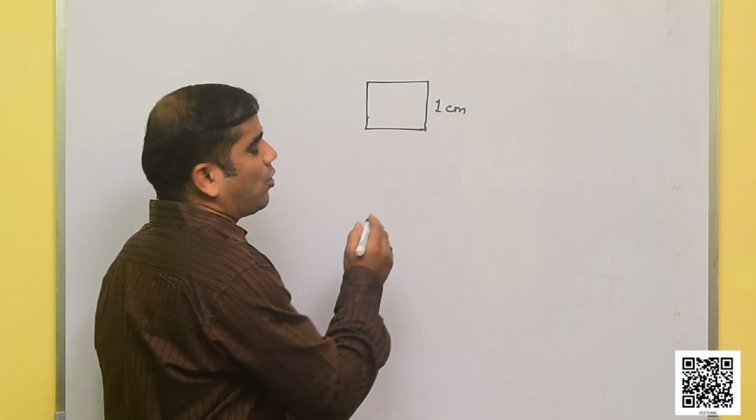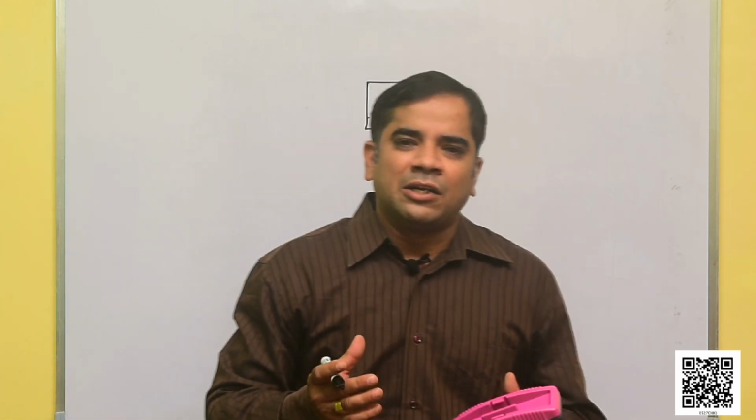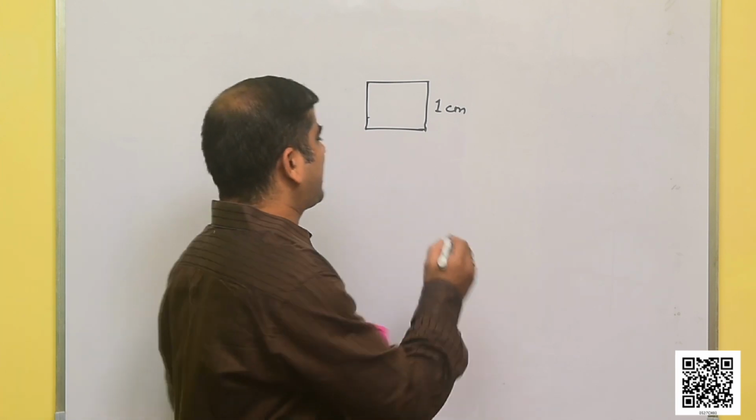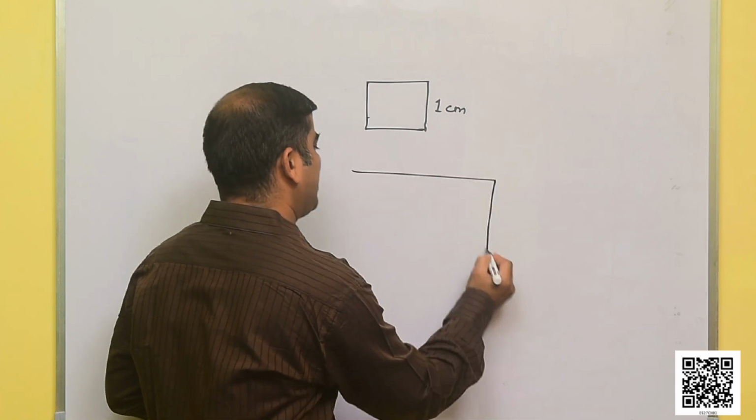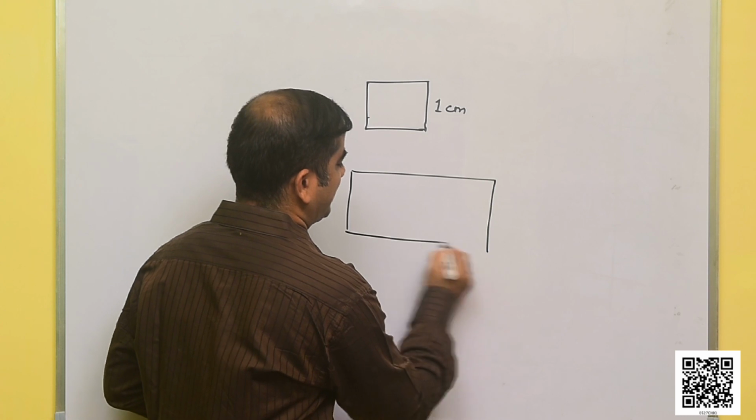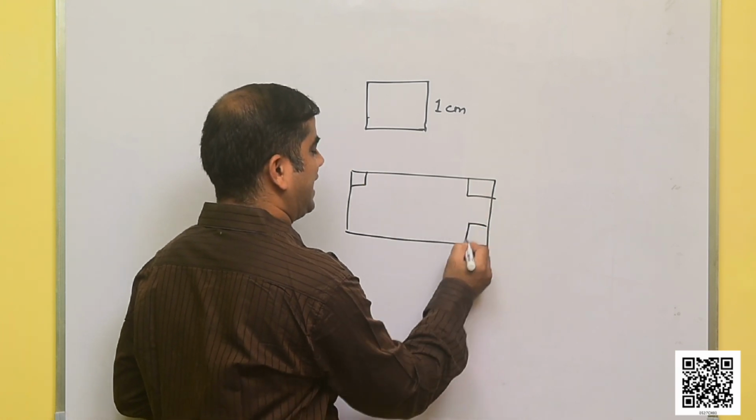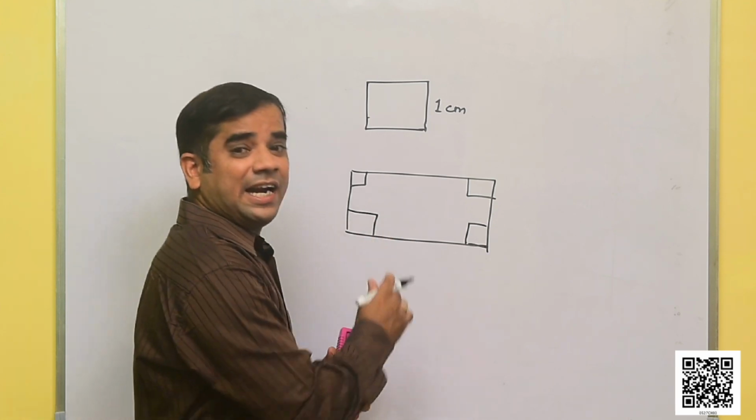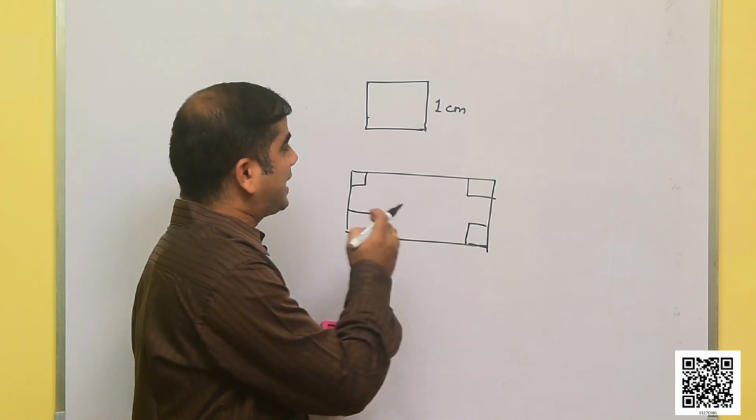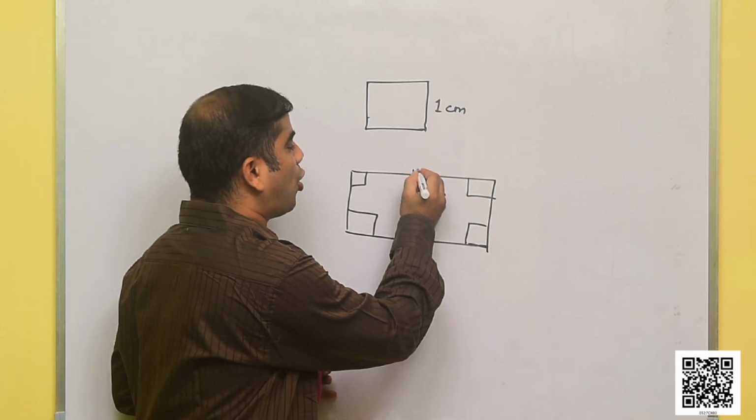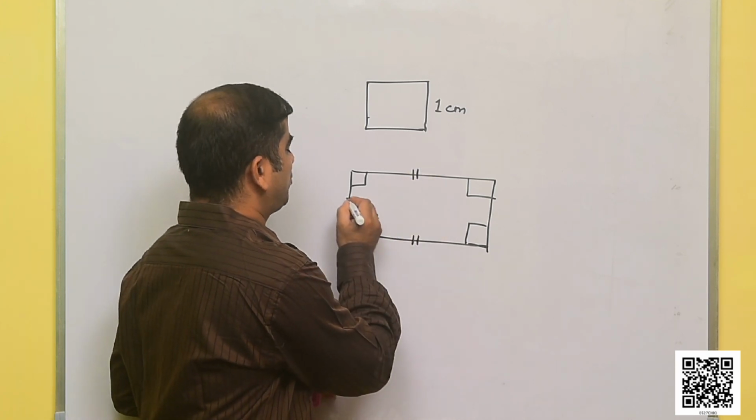So now let us draw some rectangles. So what is a rectangle? A rectangle is also an enclosed surface, each angle having 90 degrees and it also has 4 sides. But what is the difference between a square and a rectangle? In a rectangle, the opposite sides are equal to each other.